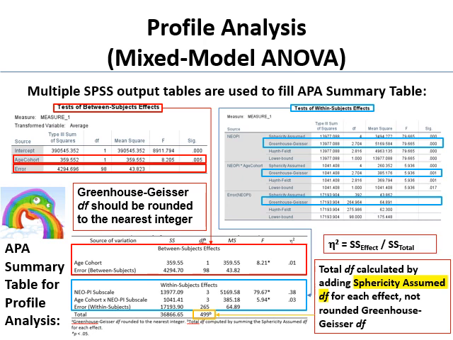Once you get that total sum of squares, it's really easy to get your eta squareds. It's just the sum of squares for that particular effect, age cohort, NEO-PI, or the interaction, divided by the total.